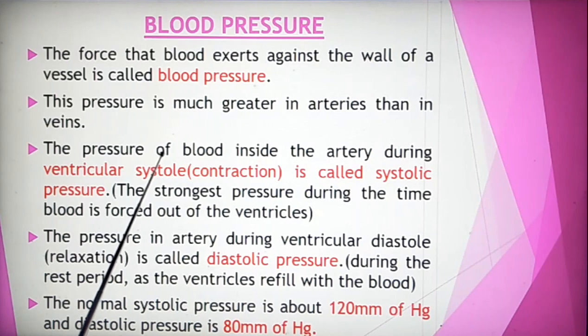Systolic means what? High pressure. At that time the ventricles contract, and blood passes with heavy force. That is systolic. The other one is what? When they relax, blood passes through the arteries at very normal pressure. The normal systolic pressure is about 120 mm of Hg and the diastolic pressure is 80 mm of Hg. This is the normal rate for an average, healthy adult. 120 is the systolic pressure and 80 is the diastolic pressure.